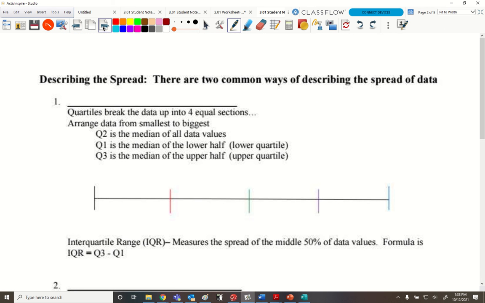All right. So next thing that we have for notes, it says describe the spread. There are two common ways of describing the spread of data. So I'm going to talk about box plots. Box plots use quartiles that break the data up into four equal sections. Arrange the data from smallest to biggest, and this is what it actually comes out to be. So this right here is Q1, Q2, also referred to as my median, and Q3.